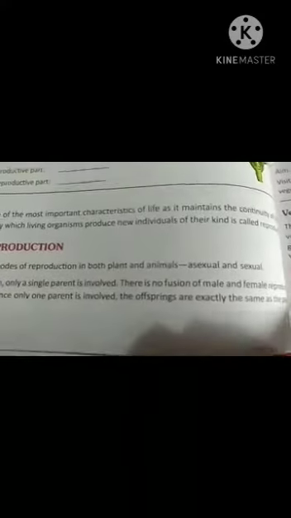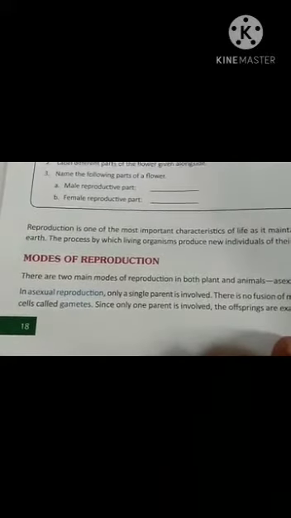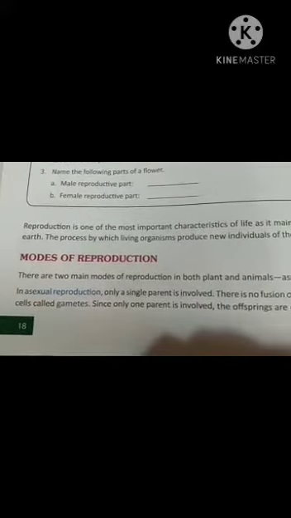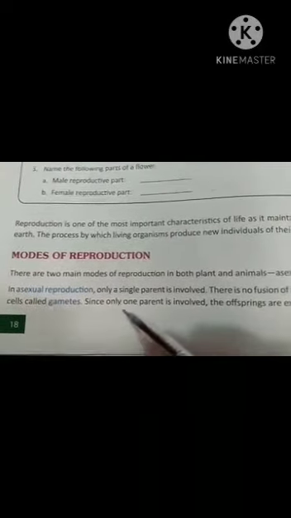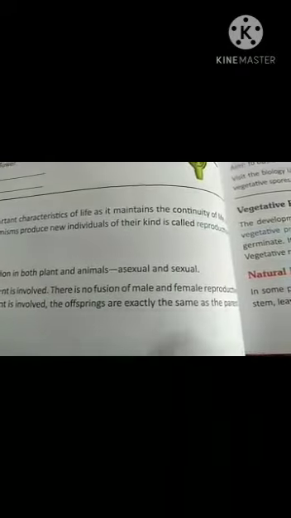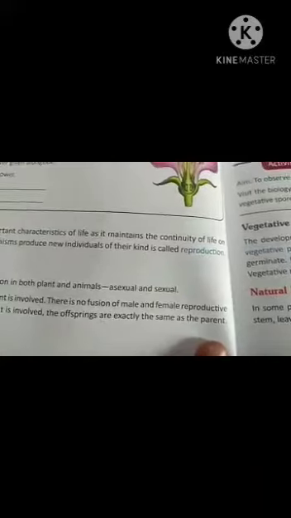Now there is no fusion of male and female reproductive cells called gametes. Since I have already stated that only a single parent is required, no male or female gamete is required. Since only one parent is involved, the offspring are exactly the same as the parent.